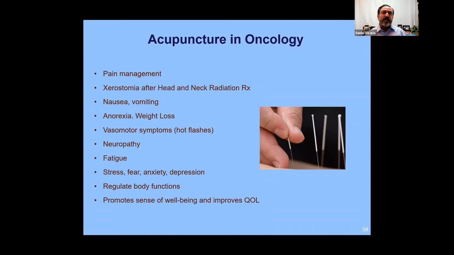We've used these modalities in our cancer center in Vista and Encinitas, San Diego, where we were using traditional therapies, chemotherapy and everything traditional. We were using all these modalities for free, thanks to incredible volunteer practitioners who helped the patients. A lot of them love the acupuncture. It helps pain, xerostomia, dryness in the mouth from radiation, nausea, vomiting, anorexia, weight loss, hot flashes, neuropathy, fatigue, stress, anxiety, depression, regulates body symptoms, makes people feel great.